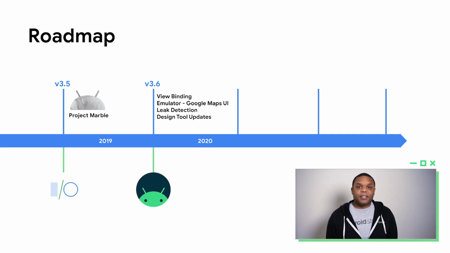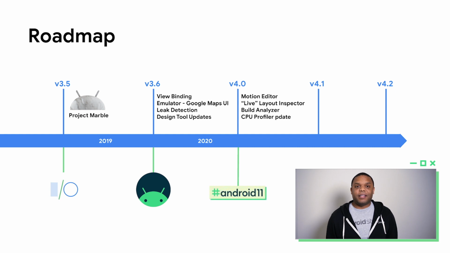All right. Since Google I/O, we released Android Studio 3.6 during the Android Dev Summit event. This release included support for view binding, integrated Google Maps UI in the Android Emulator, a new leak detection tool, and an update to the user experience of the design tools. And then today, the beta launch for Android 11.